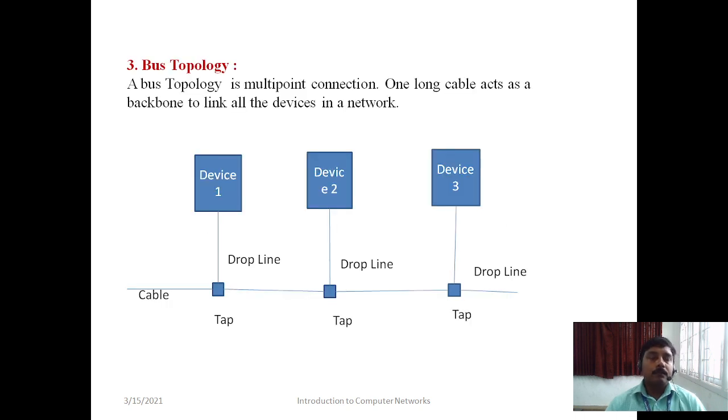Bus topology, the third topology, is a very simple topology. A bus topology is a multipoint connection. One long cable acts as a backbone to link all the devices in a network. You can understand from this figure, where you have one cable. The cable is punctured to make connections to the devices. That is called the drop line, and we can make use of a tap to connect the cable with the device.